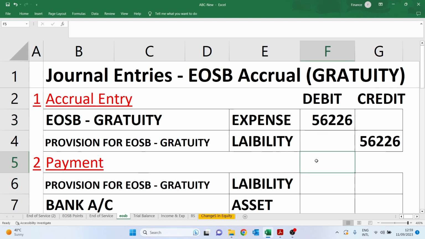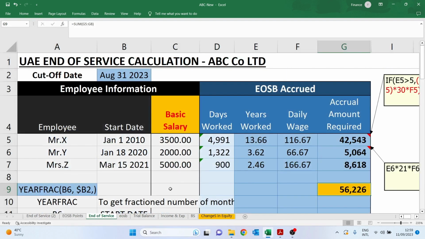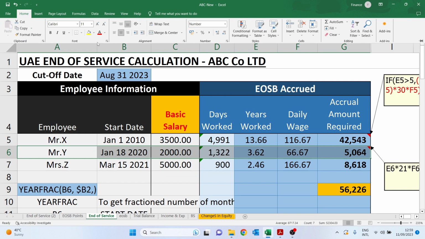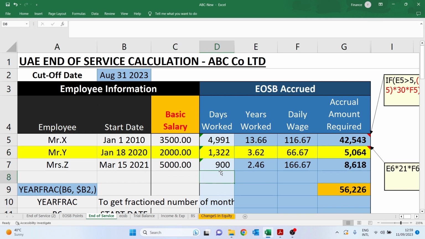So while payment, for example, what is the entry for payment? Here let us say Mr. Y, we have terminated him, for such and such reasons, the company has terminated him. So we need to pay this much to Mr. Y. So during payment, we need to book the entry.